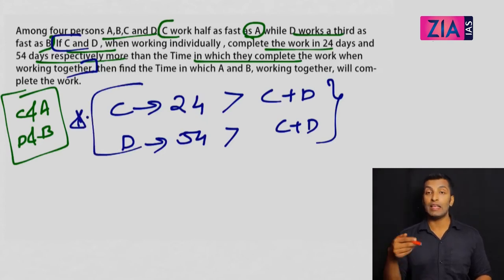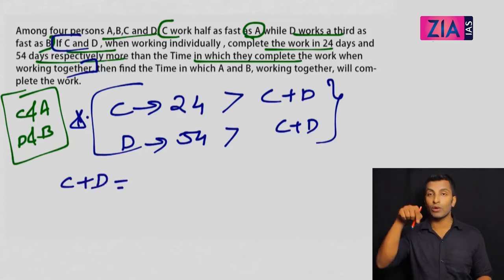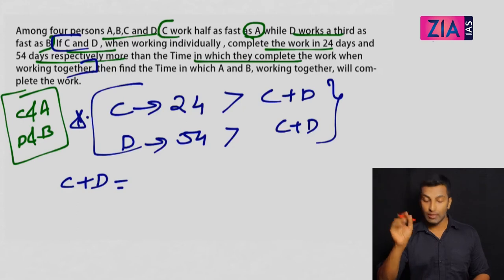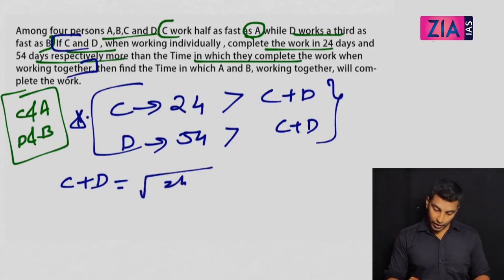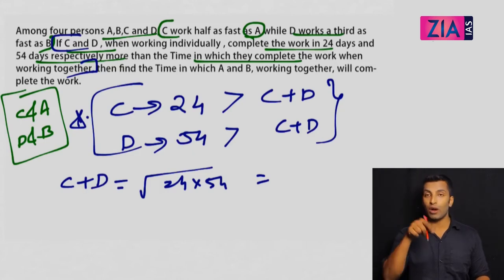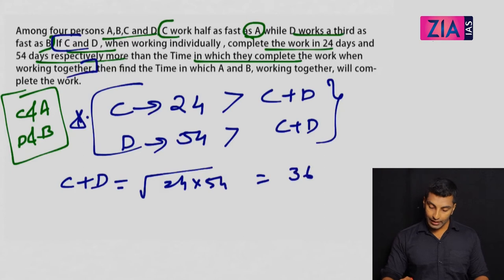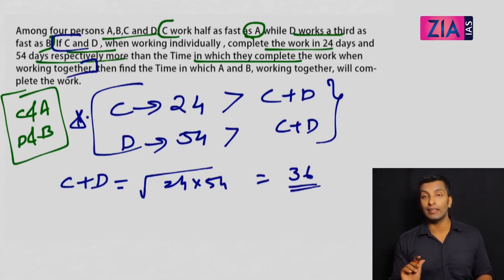From this you can find C plus D working together, in how many days they complete the work, right? So C plus D working together, you know it is root xy. If C takes x days more than C plus D and D takes y days more than C plus D, it is root xy. So here root of 24 into 54, right? So you get 1296, and you know how to find the square root that we have discussed in one of the previous videos. So you get this as 36. So C and D working together, they take 36 days to complete the work.